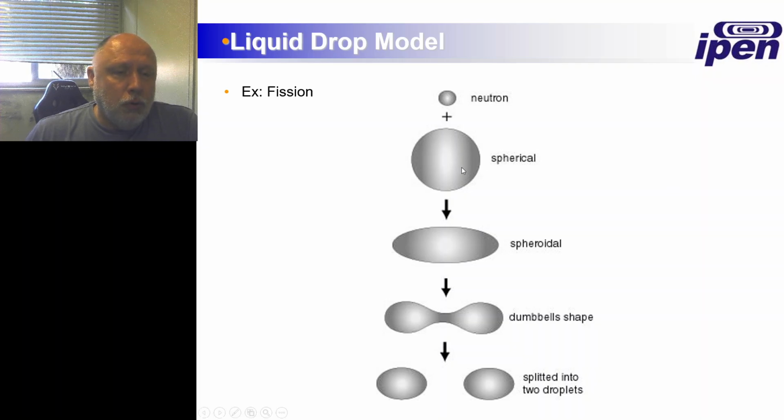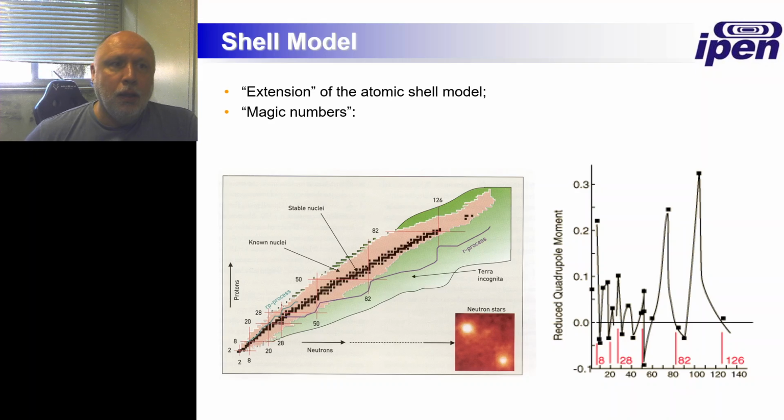A nucleus goes on a spherical nucleus, it gets distorted, and then it ends up divided into smaller droplets. Okay, just an idea. There are more complicated collective models, but they all try to do the same thing: explain the properties of the nucleus as the properties of the nucleus as a whole.